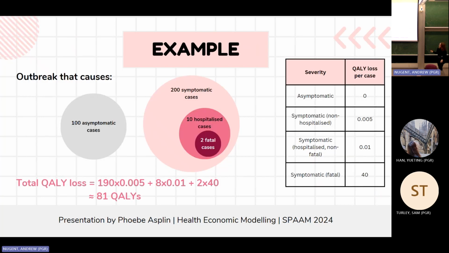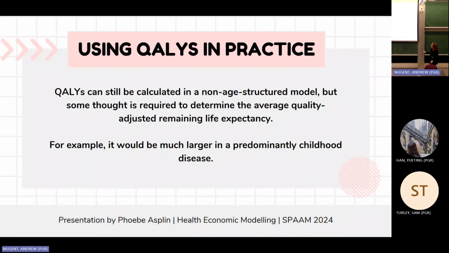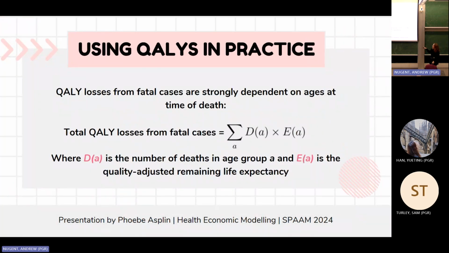Sorry, I've got my words messed up. You would have much higher quality-adjusted remaining life expectancies than if the disease predominantly affected older adults.